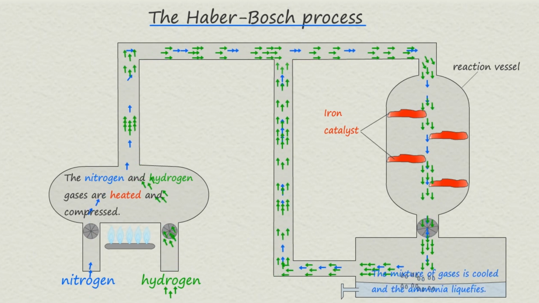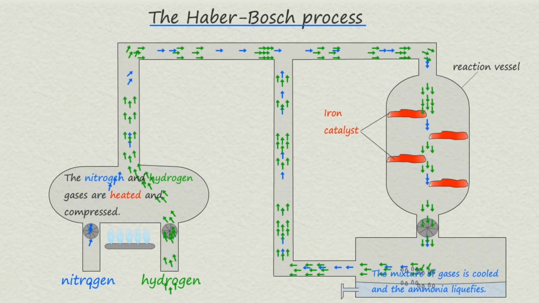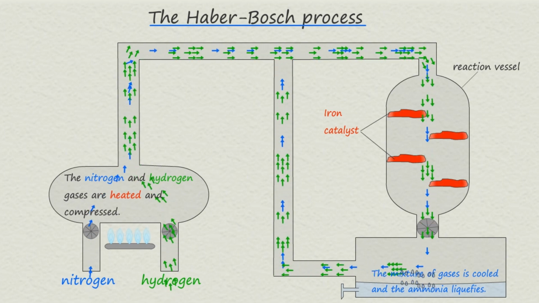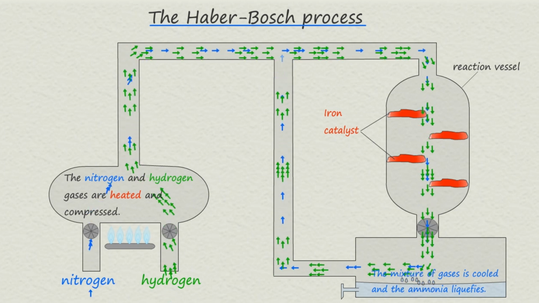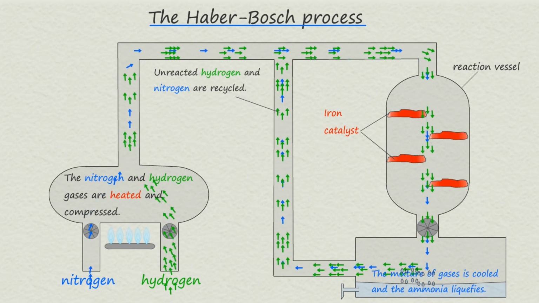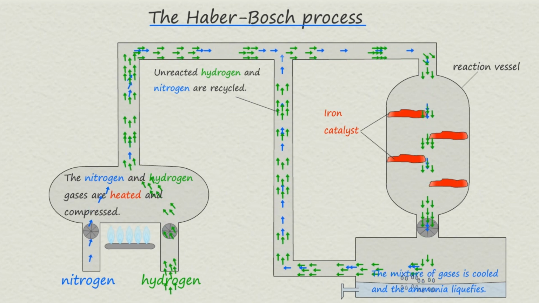This mixture of ammonia and unreacted nitrogen and hydrogen gases then leaves the reaction vessel, and it enters a cooler where the ammonia liquefies before being removed. The unreacted nitrogen and hydrogen is then recycled back through the reactor again to form more ammonia.